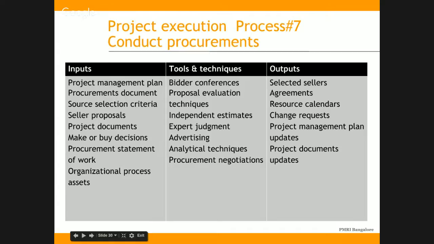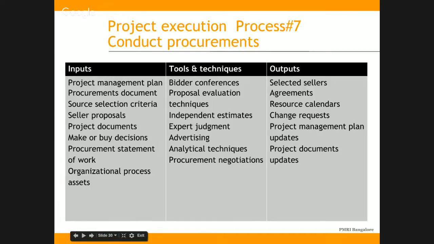So the inputs are the project management plan, procurement documents, source selection criteria, seller proposals, project documents, it could be anything, make or buy decisions, procurement statement of work, and organizational process assets, which may include the historical data of procurements and vendor bid, vendor rating, all those things.